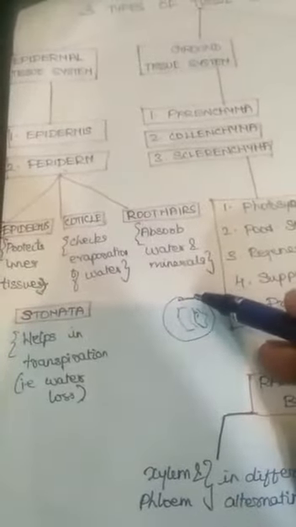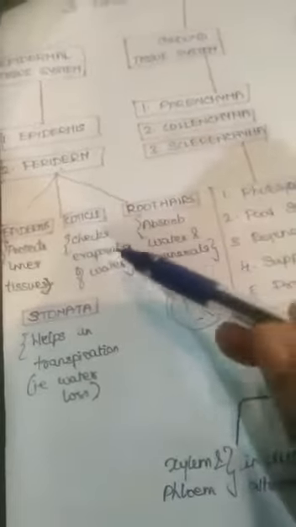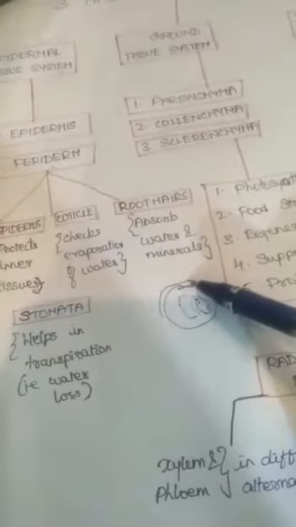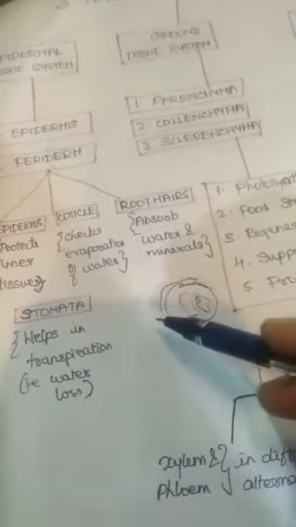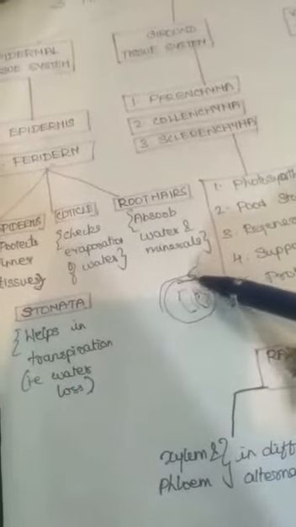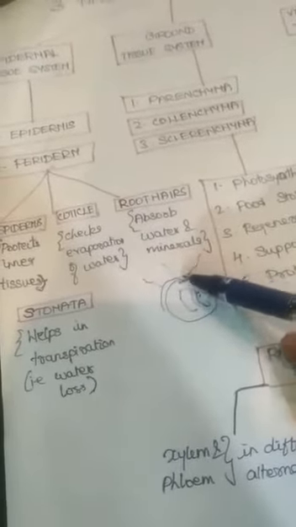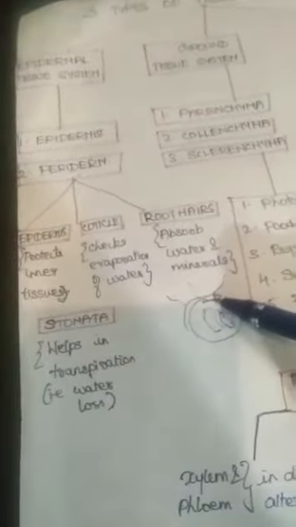Okay, and the outermost layer of the epidermis is the cuticle. So what is the work of this cuticle? It checks the evaporation of water. Okay, next you can see the root hairs. What is the work of these root hairs? It absorbs water and minerals. So this is the work of these two tissues.